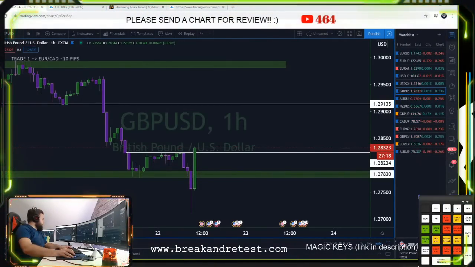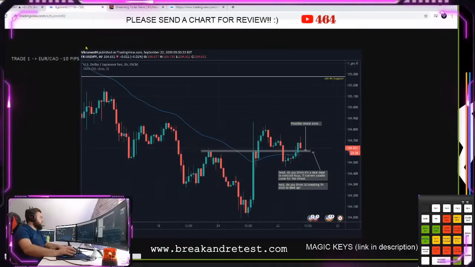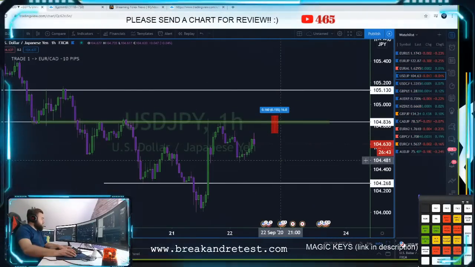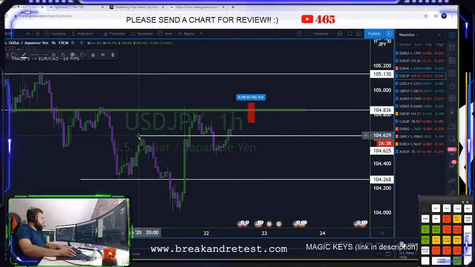Okay, let's see. Herman, yeah, I saw that for that daily support on GBP, but that cannot be the only reason why it did this whole retracement. Do you think it's a nice zone to execute buys if the current candle comes for a retest? Let me take a look. No, I'm not thinking about taking buys on UJ.